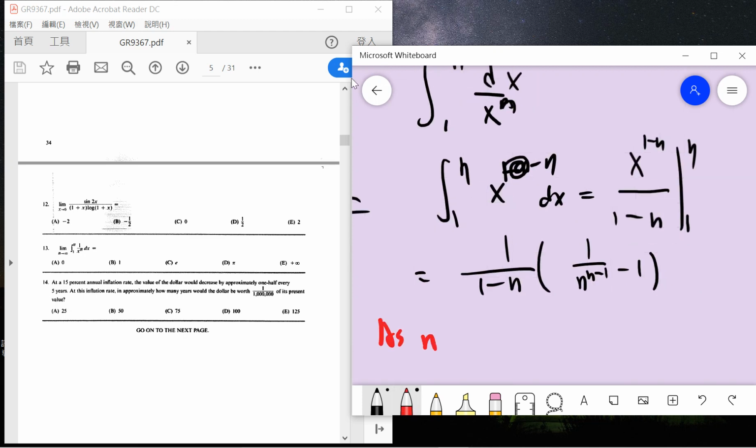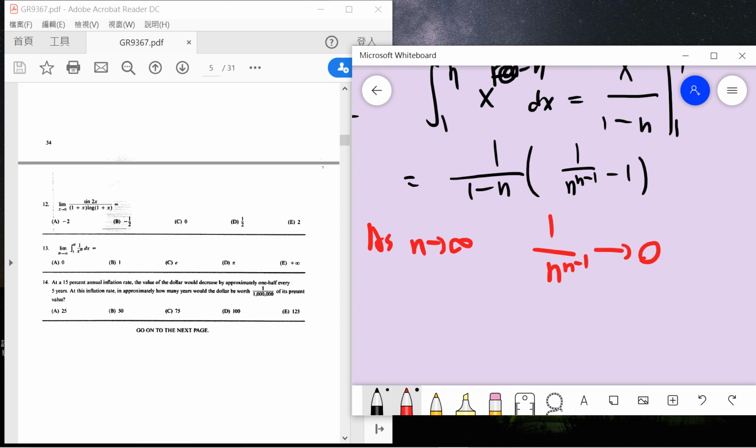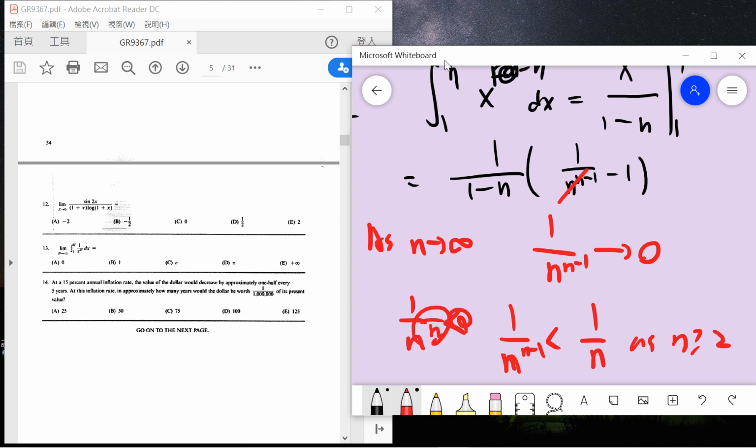So as n goes to infinity, 1 over n divided by n to the power n minus 1 goes to 0. This is obvious, right? Because this term will be smaller than 1 over n as n is larger than 2, right? So basically this term goes to 0, and this term also goes to 0. So all of these go to 0, right? Each of these two terms goes to 0. So the answer is A.